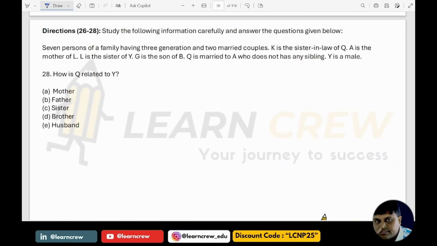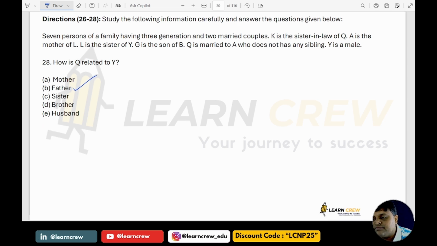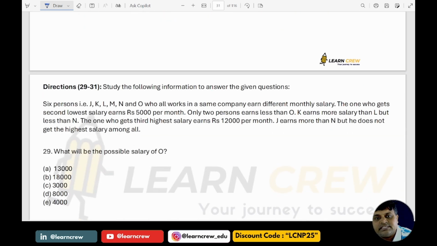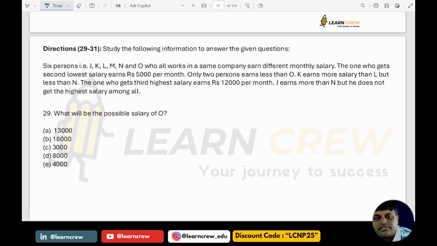Brother-in-law. Next, 7 persons. How is Q related to Y? If you see here, Q is the father of Y. L and Y are sisters. A is the mother and Q is the father.